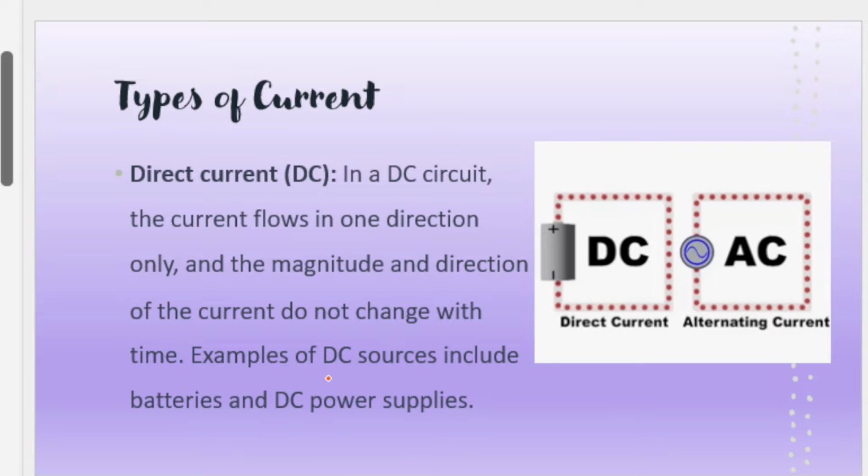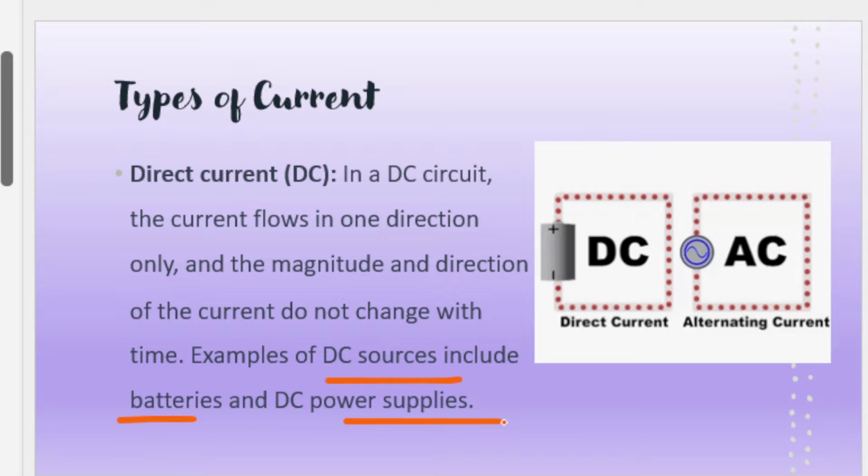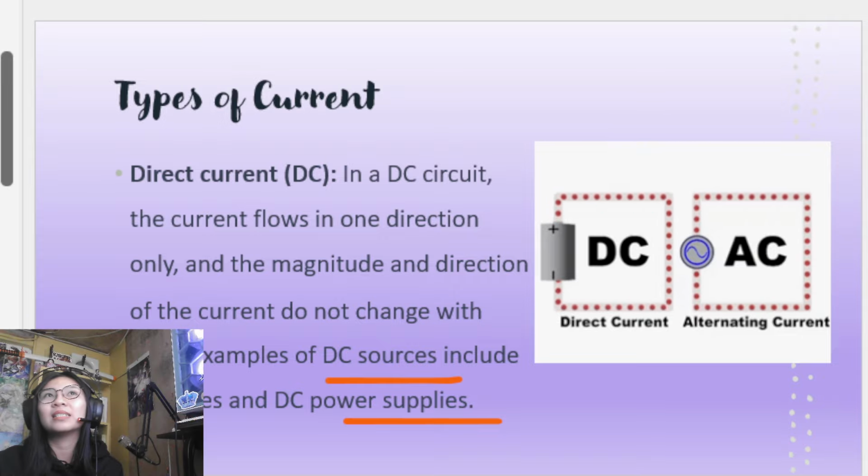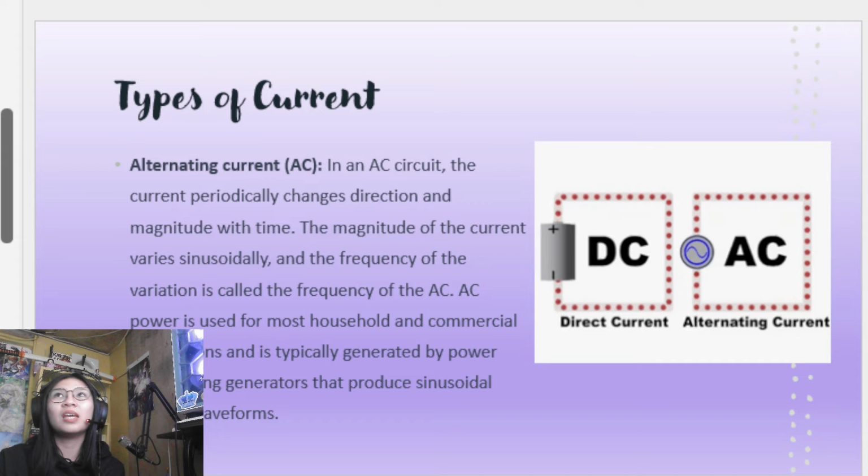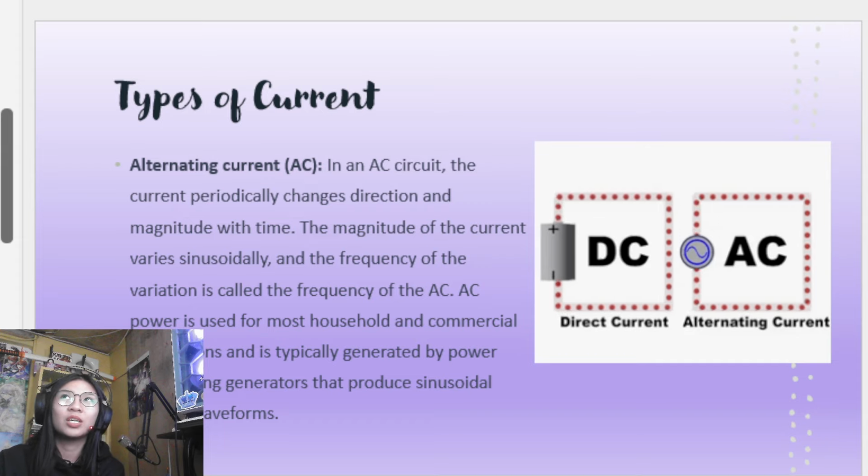So the sources for DC include batteries and power supplies, like the fuel generators, katong mga diesel ba na? Ng mga generators. So those are DCs. Okay. Then we also have the ACs. So as you can see here, ACs periodically change the direction. So naipadalong sa sulod, niya balik na po siya. Then okay, balik na po siya. Okay, so pali lahi-lahi ang iyang direction, periodically changing.